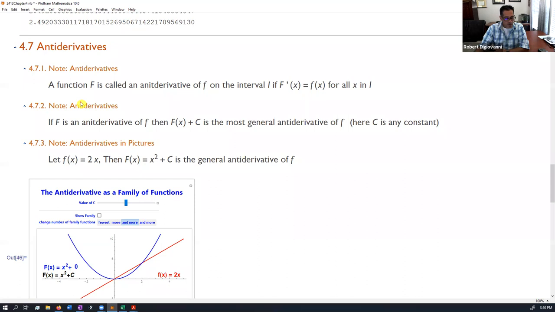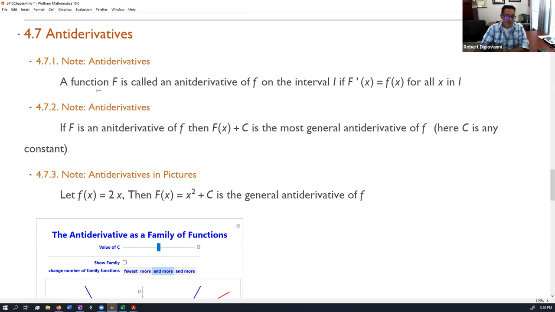4.7 is called antiderivative. So let's just get the definition of an antiderivative out of the way. A function capital F, notice it's a capital F, is called an antiderivative of a little f on some interval I if the derivative of capital F is little f.